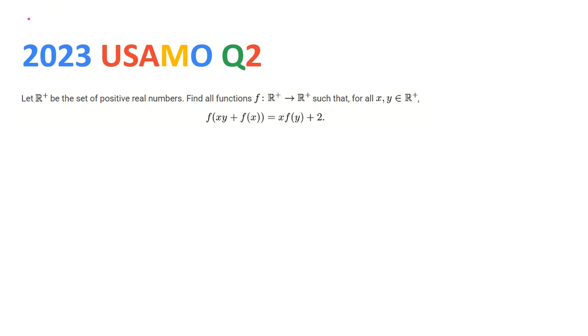So let me write some homeworks for you. As homework number 1, you can solve this USAMO problem. Question number 2, last problem. R plus is positive real numbers, f from positive real numbers to positive real numbers, such that for all x, y in positive real numbers, f of xy plus f of x equal to x f of y plus 2. I released the solution of this problem. You can find that also in my playlist related to USA Mathematical Olympiad.